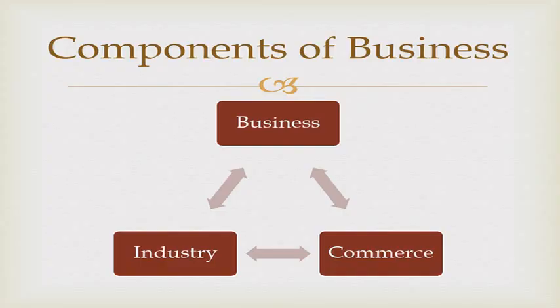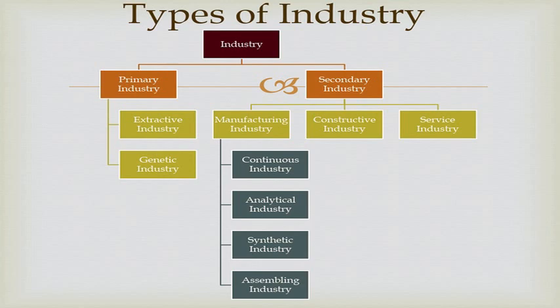Now, we will discuss the components of business. Basically, there are two components of business. First is industry and second is commerce. First, we should know what industry is. Industry means manufacturing of goods and services at a particular place. It is a group of units and firms which combine for the purpose of manufacturing products of a similar nature, like the sugar industry and cotton mills. It means industry is that place where raw material is converted into finished goods.